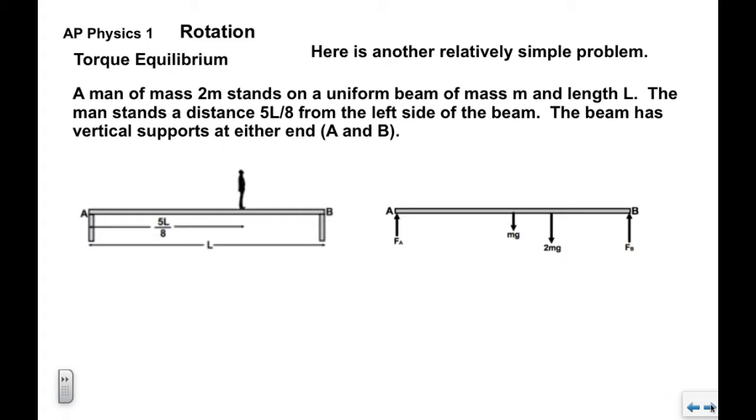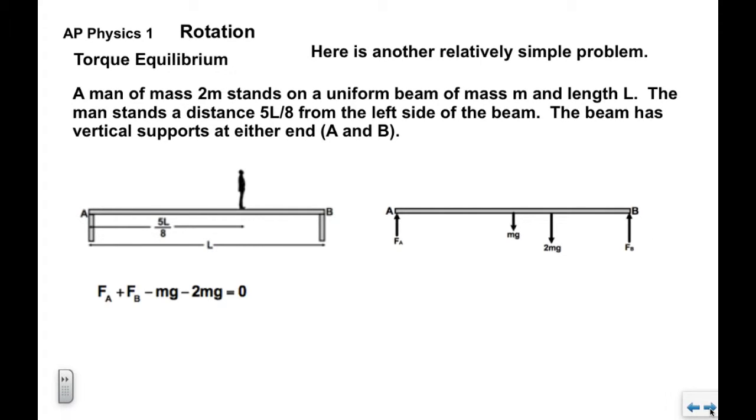So first, here's our free body diagram. We've got the mg for the beam in the middle. We've got the 2mg for the man, and that's at 5L over 8 from the left end. We've got Fa, the supporting force at A, and Fb, the supporting force at B.